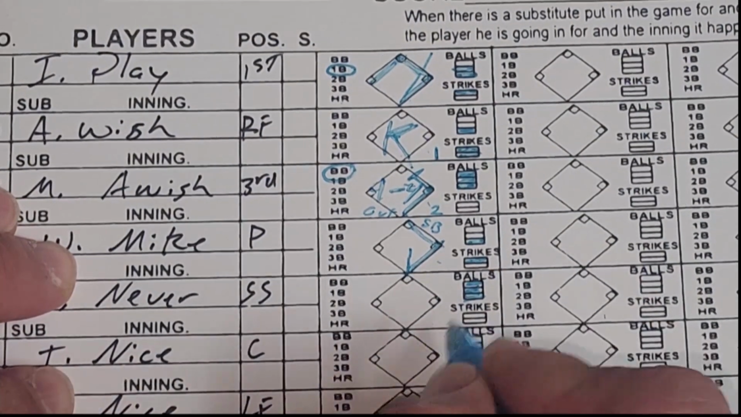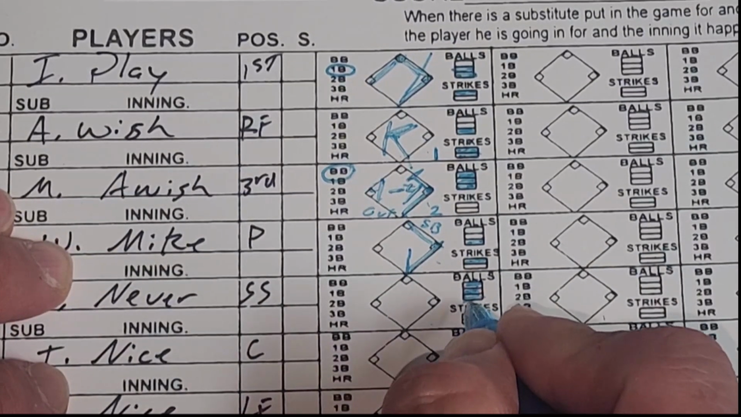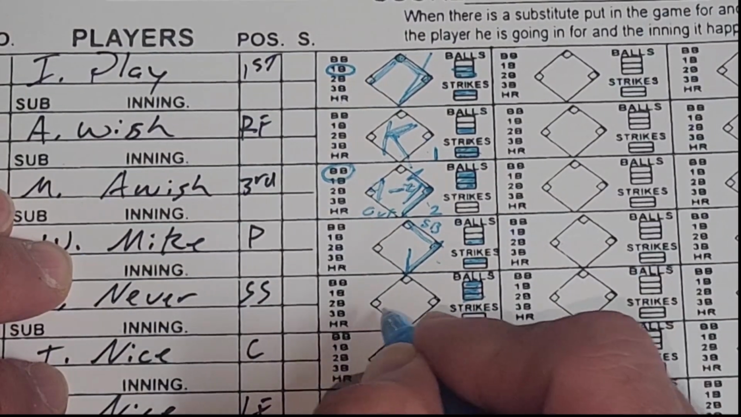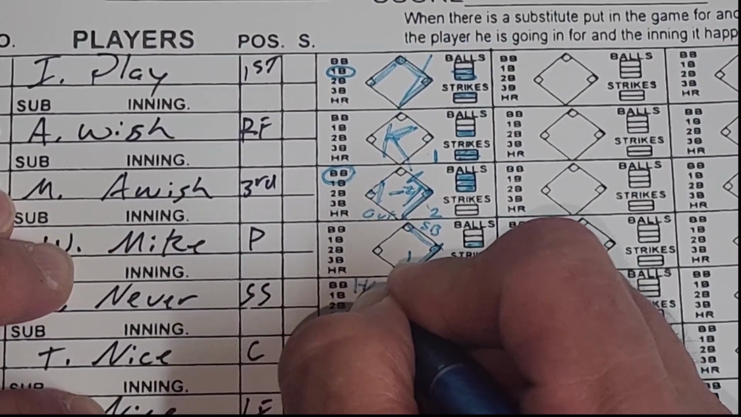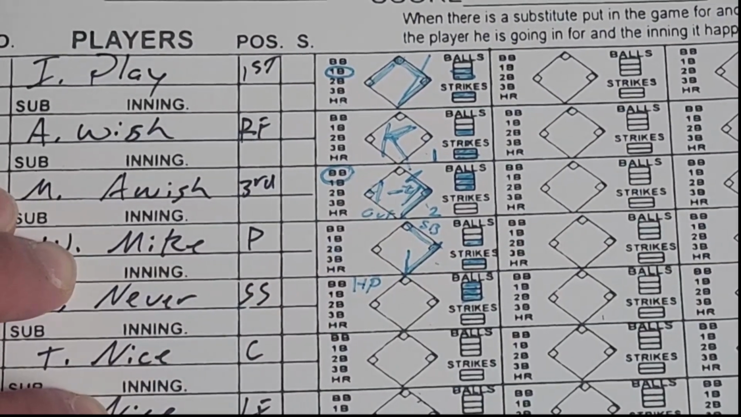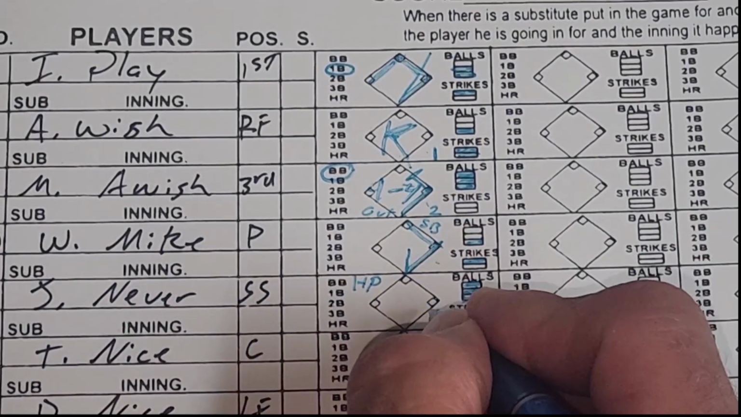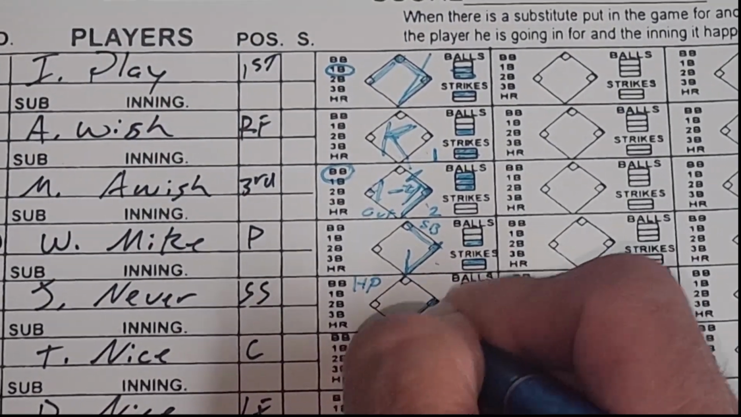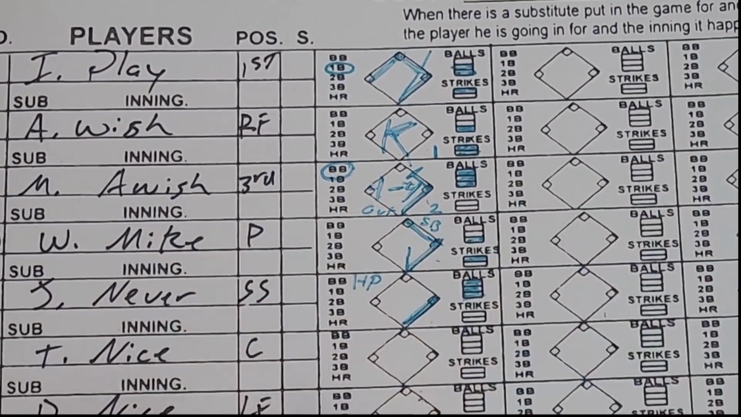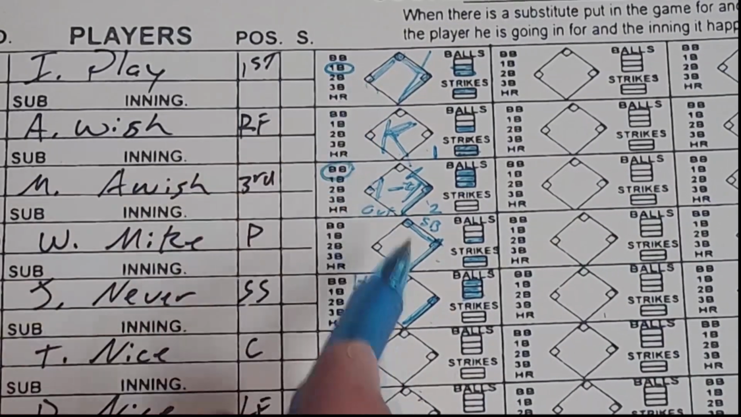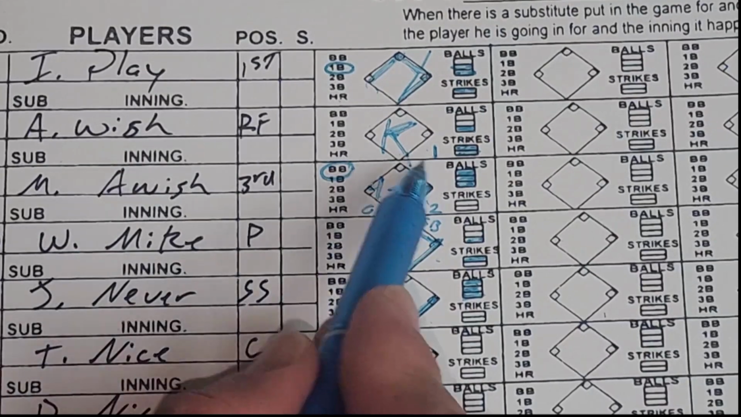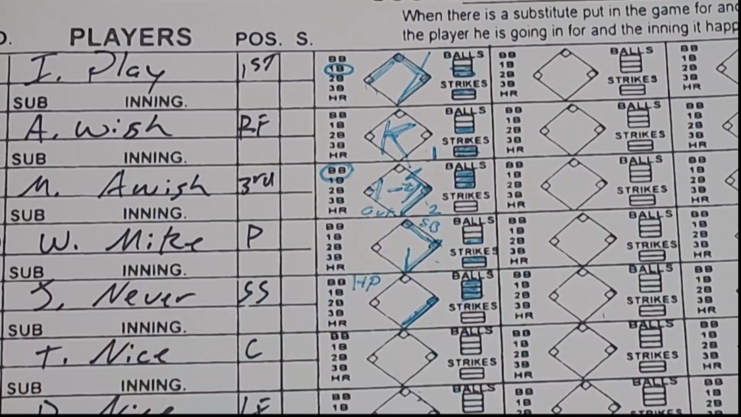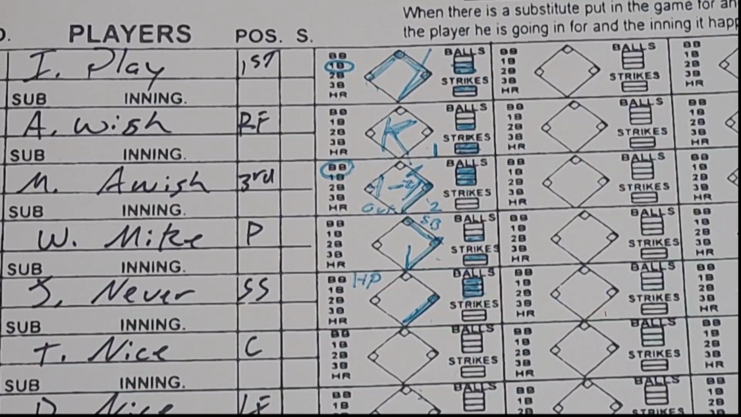Next pitch. Oh no, he hit the batter. So we need to put that on here. HP. Because he hit the batter. So this batter got to walk. So now the bases are, you still got a runner here on third. You got a runner on second. Got a runner on first. We have 1 out, 2 outs. We got to keep track.